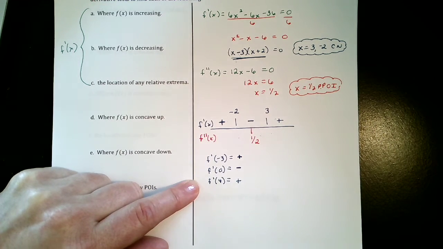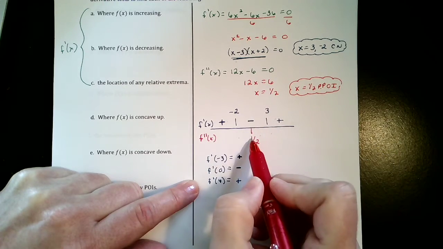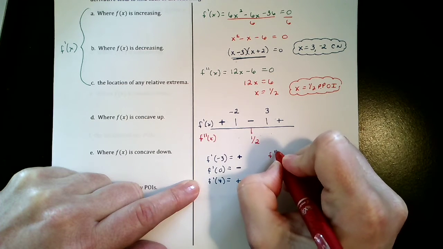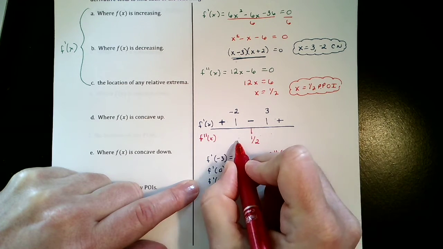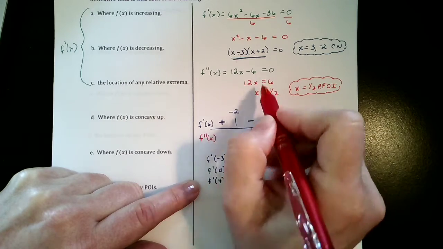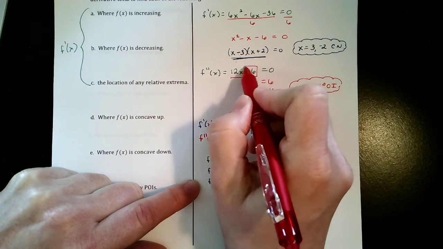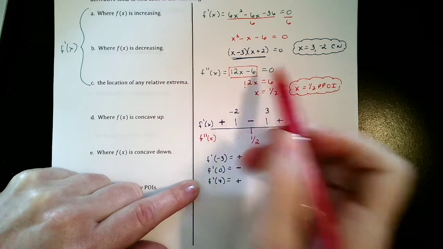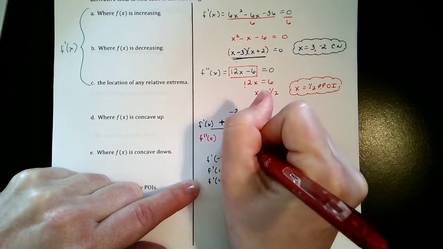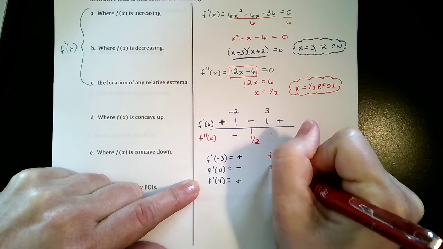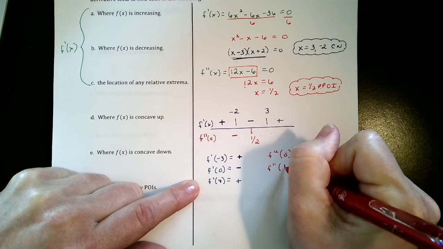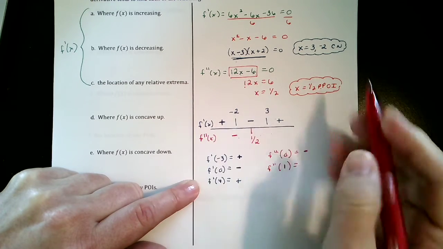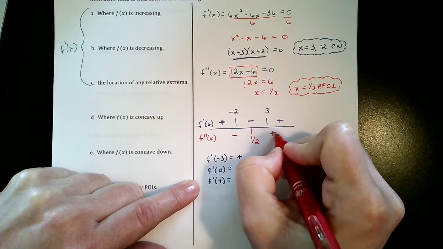Now I'm going to do the same process, but this time I'm picking a number to the left of 1/2 and plugging it into the second derivative. So what number is to the left of 1/2? Well, 0 is, that's an easy one. But this time I'm putting it into the second derivative. So if I put 0 in there, 12 times 0 minus 6, that's a negative number. So I'm going to put a negative sign there. And then I need a number to the right of 1/2. Let's say 1. I'm going to put 1 in there. 12 times 1 minus 6 is a positive number. So I have a plus sign here.